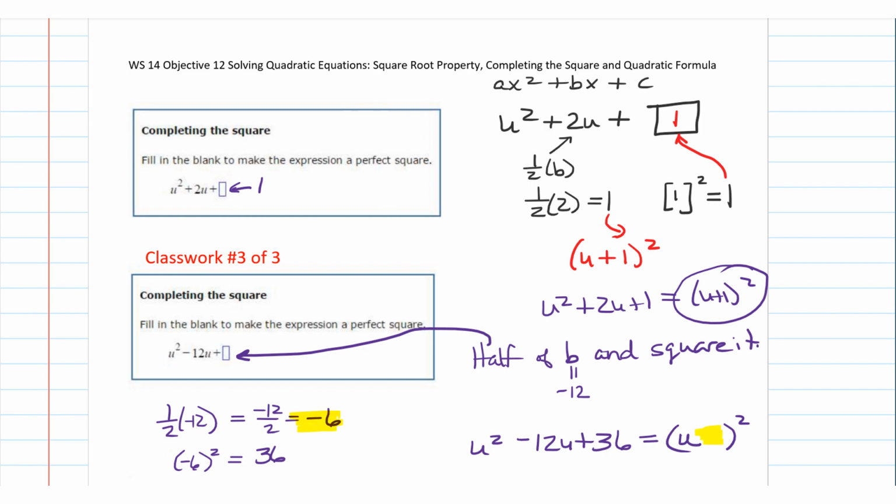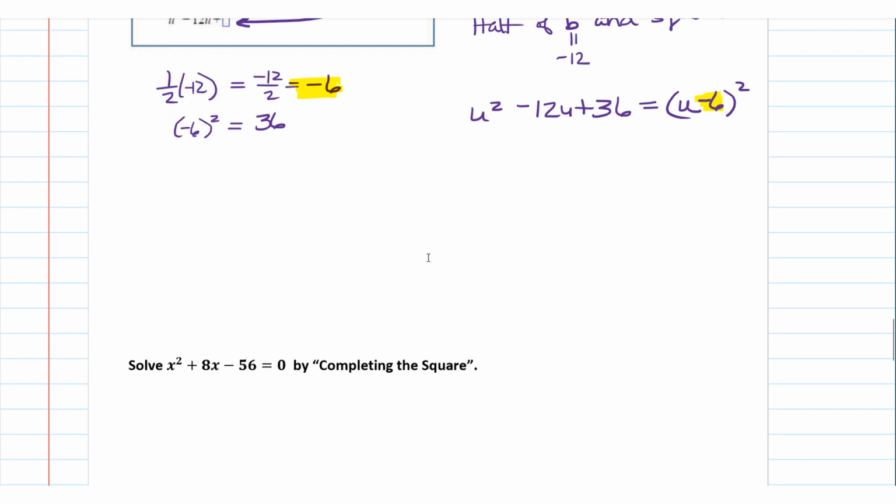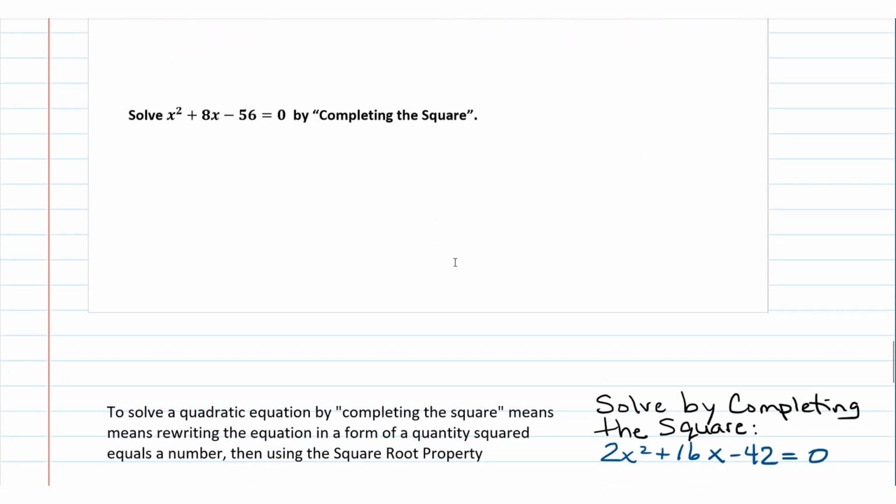So if it's positive, you'll put a plus. If it's negative, like in this case, you'll put a minus here. All right, moving on to how we actually use this idea to solve an equation by completing the square.